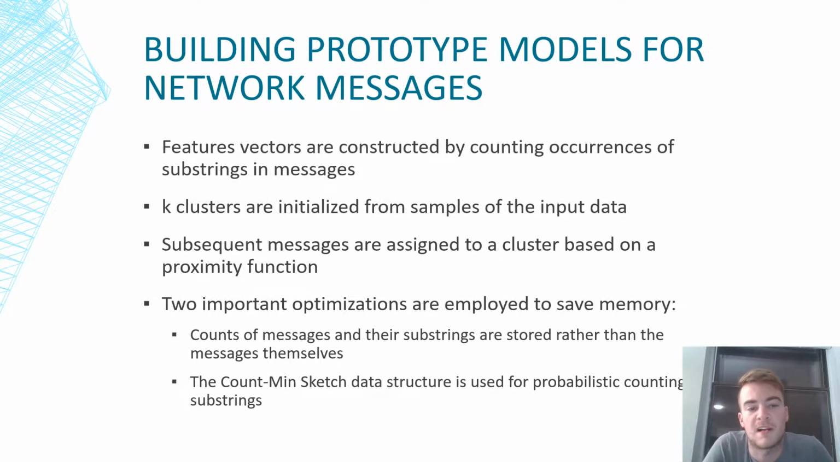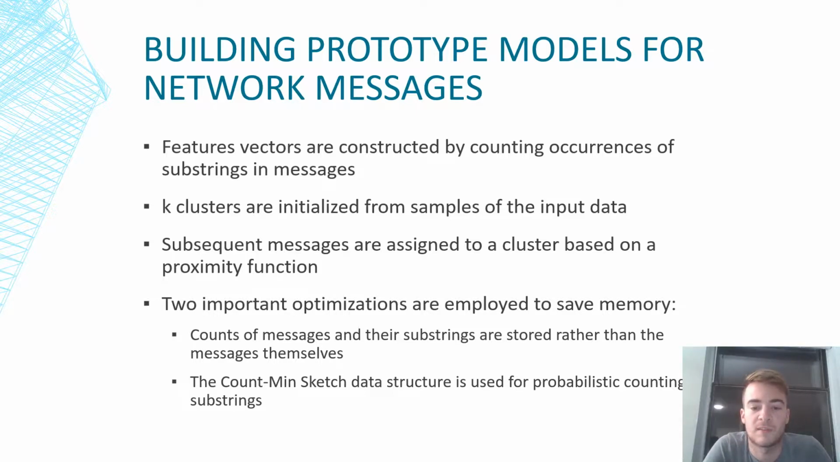So this is how ZOE operates. This is how ZOE builds the prototype models. It constructs feature vectors by counting occurrences of substrings, aka features, in messages. And then samples are taken from the input data, and K clusters, K being one of the input parameters to ZOE, are initialized. So there are K clusters, aka K prototype models. And then subsequent messages are assigned to a cluster based on a proximity function. And so this is how ZOE is able to continue to construct the prototype models in linear time on the fly. There are two important memory optimizations that are employed.